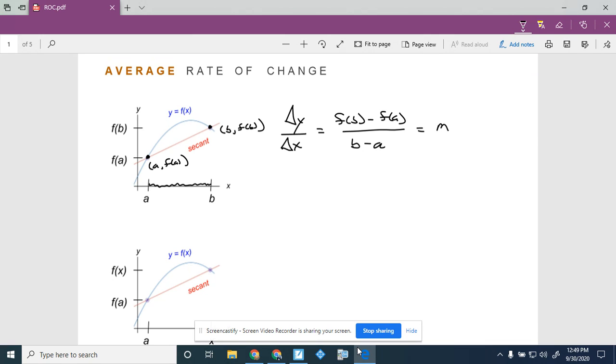Sometimes we'll abbreviate that as m for slope, subscript secant, or just sec for secant. And we have to understand that the slope of a secant line represents average rate of change, and you're going to see me refer to it as AROC a bunch of times, over some interval [a, b].